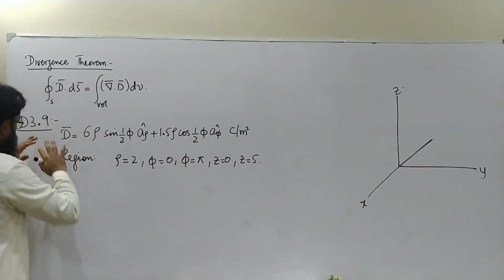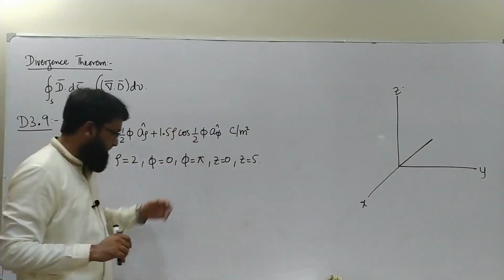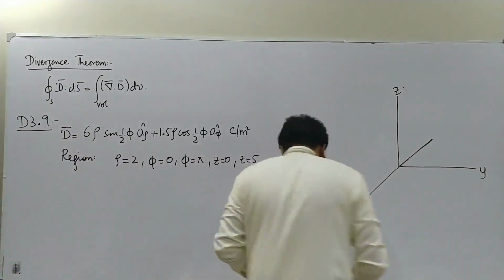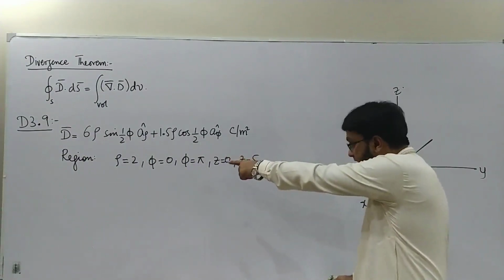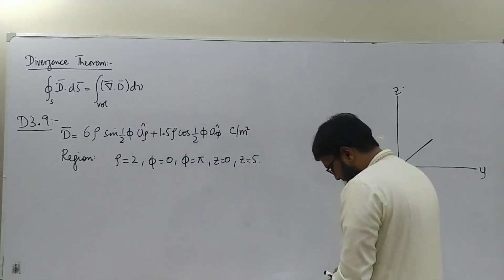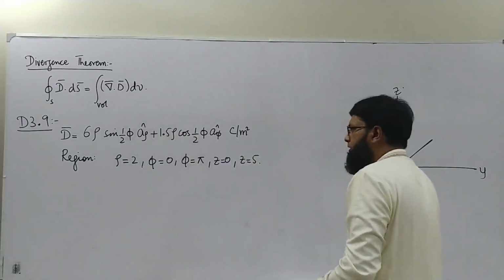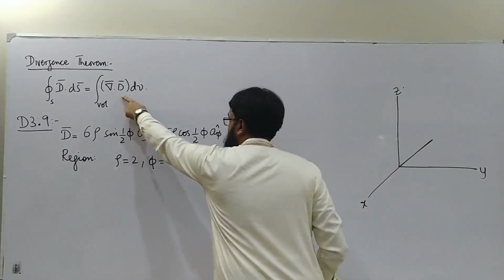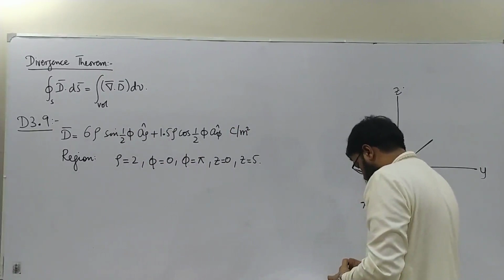So let's discuss the last drill problem of this chapter, which is 3.9. Electric flux density is given to us in coulombs per meter square, and we are given a region which is identified by these 5 surfaces, and we are asked to find both sides of the divergence theorem. In case you don't know, we have also covered that in lectures, but in case you missed it, this is the divergence theorem. So we have to evaluate both sides of the divergence theorem.